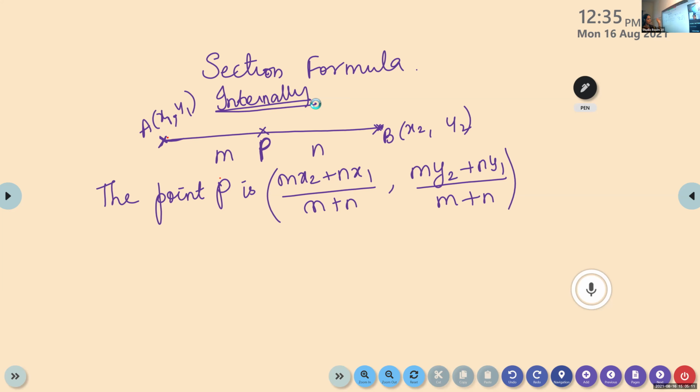External means this is point A, this is point B. Suppose we want to find a point P which is lying outside. In that case, we take the external point of division. Here it is an internal point. It is on the line joining A and B. Suppose A is the point x1, y1, B is the point x2, y2. Then the point P, which divides internally in the ratio m is to n, is mx2 plus nx1 by m plus n, my2 plus ny1 by m plus n.